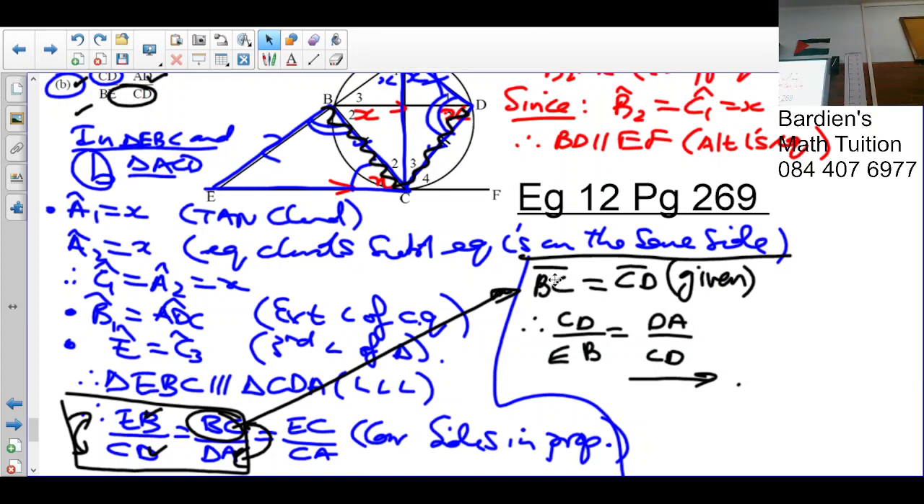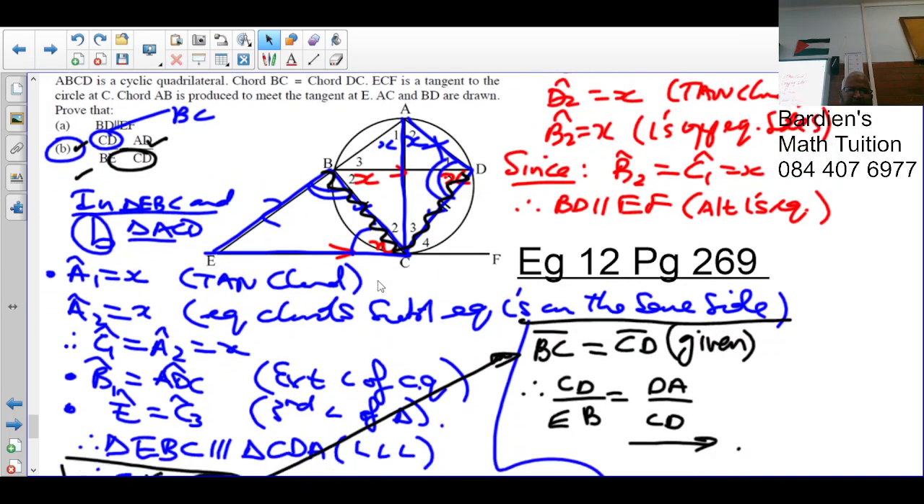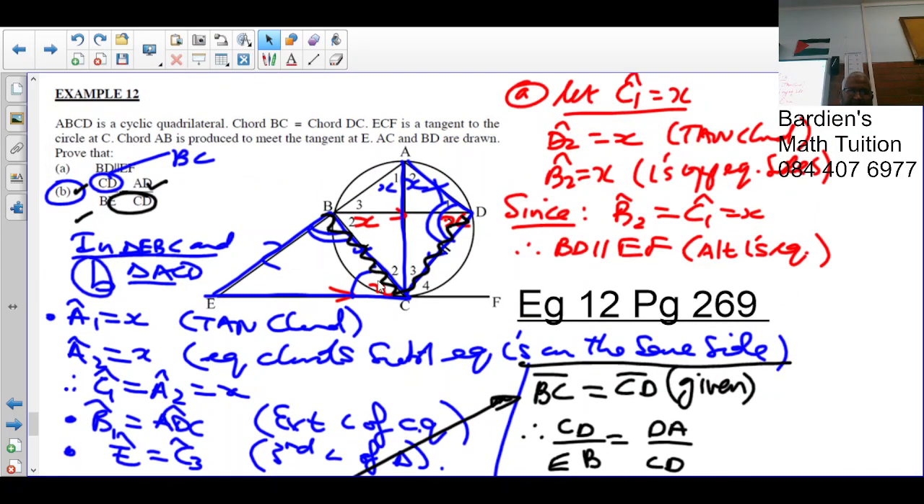Okay. Very good question. Probably 6 marks on that question. Proving lines are parallel is normally about 3 marks. So there's 9 marks, people.